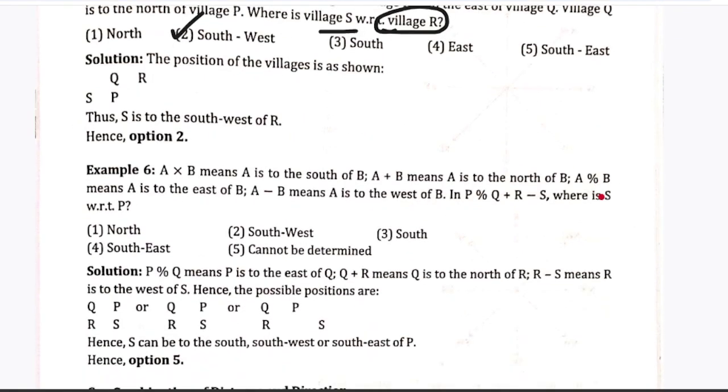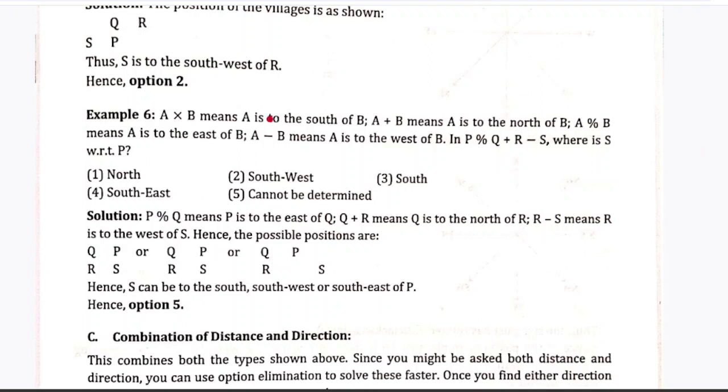Look at the sixth question. Now they have coded the directions. A into B means A is to the south of B. A plus B means A is north of B. A percentage B means A is to the east of B. A minus B means A is to the west of B. Now we have to solve this: P percent Q plus R minus S.